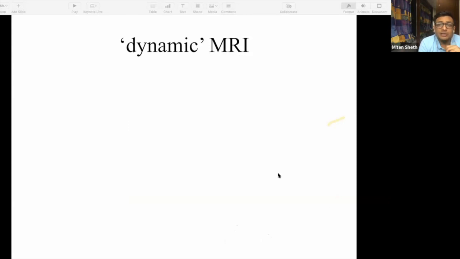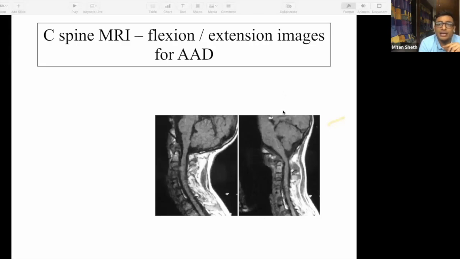Now, sometimes you see that there's a lot of signal changes, but you can't see any compression. There is where a dynamic MRI will help you, wherein in extension, you can see the cord, which is completely free. But when you're flexing the neck, you can see that at the CV junction, the cord is getting compressed. So that's the role of a dynamic MRI. Remember, these are all special MRIs which should be done only if it is absolutely necessary.